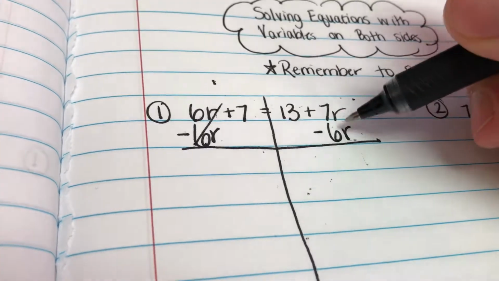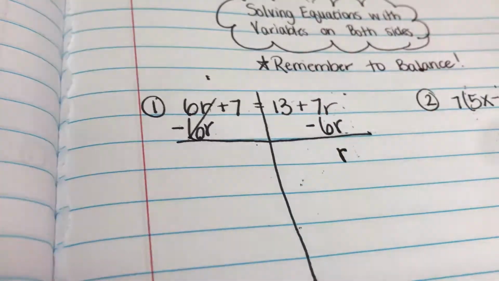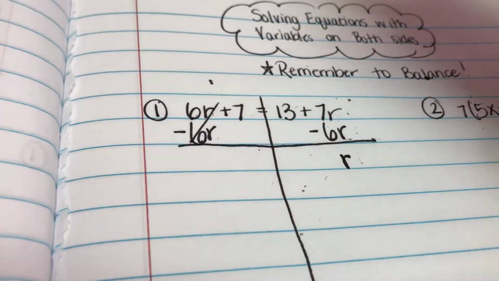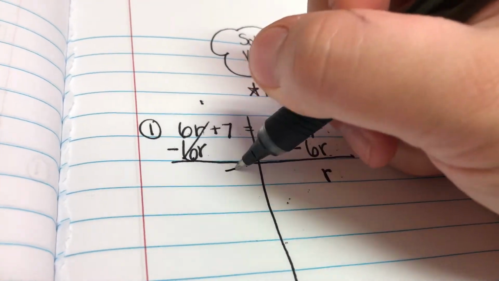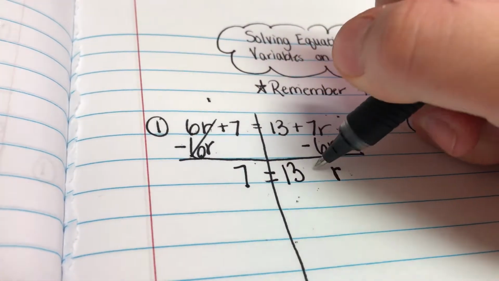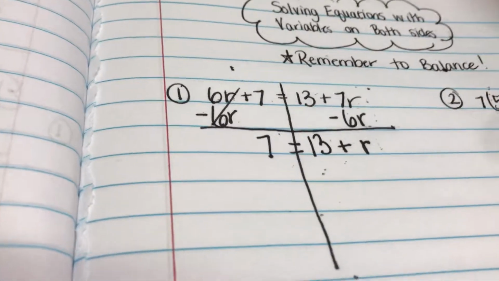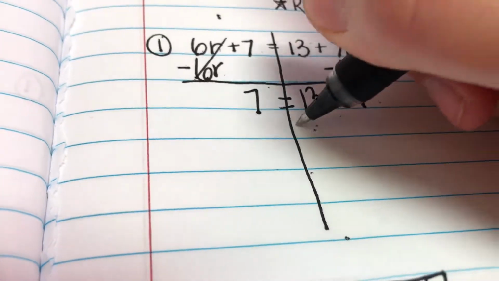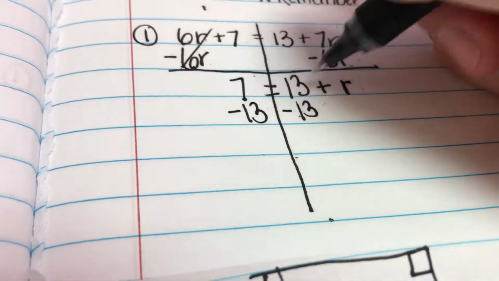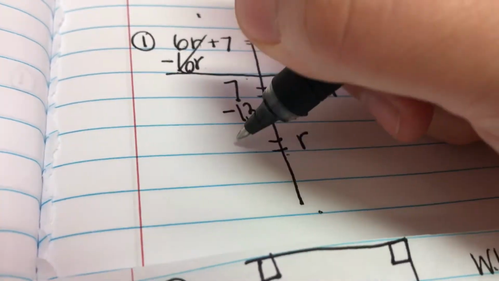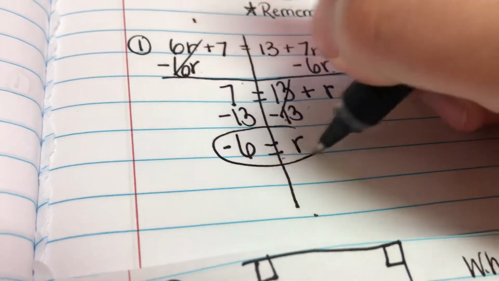Okay, so now 7r's minus 6r's is just 1r. So I'm going to write it like that. I don't need a 1 coefficient. Now I'm going to bring everything else down. My 7, my 13, and my plus. We're down to a simple one-step equation. I'm going to get r by itself by subtracting 13 from both sides. Those cancel out. R equals -6.